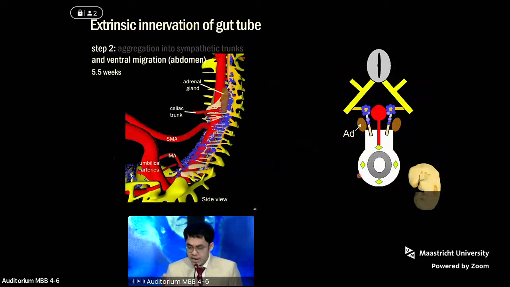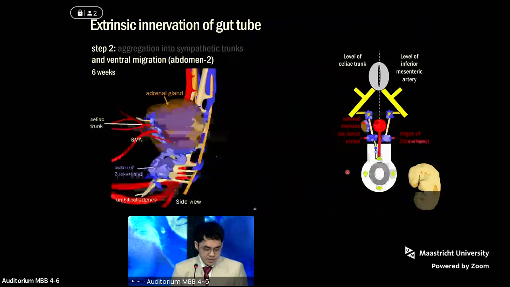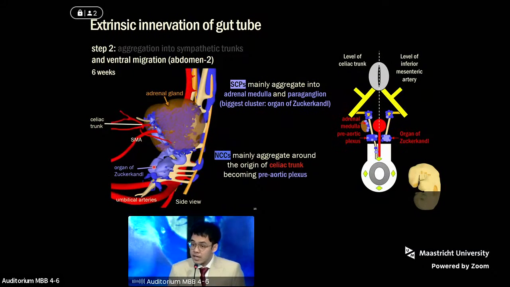Some of the ganglionic cells aggregate into the sympathetic trunk, but some of them also migrate further ventrally with the extension of the nerve fiber that we call the splanchnic nerve or the ventral plexus. The Schwann cell precursor-derived ganglionic cells aggregate into, and incorporate with, the adrenal gland in brown, to form the adrenal medulla and also to become paraganglia, the biggest cluster known as the organ of Zuckerkandl at the area of the inferior mesenteric artery. And then the neural crest cell-derived ganglionic cells mainly aggregate at the origin of the celiac trunk, which we call the pre-aortic plexus.